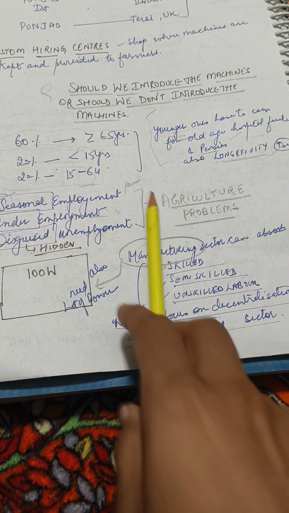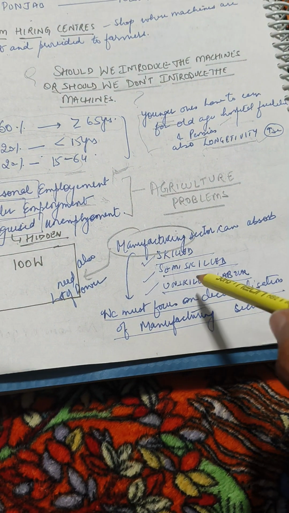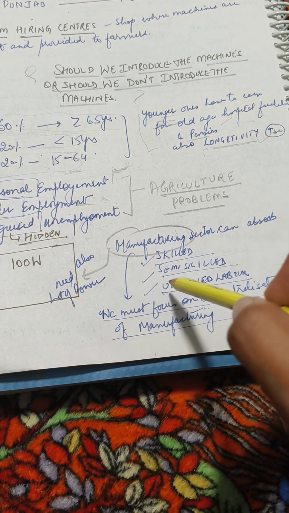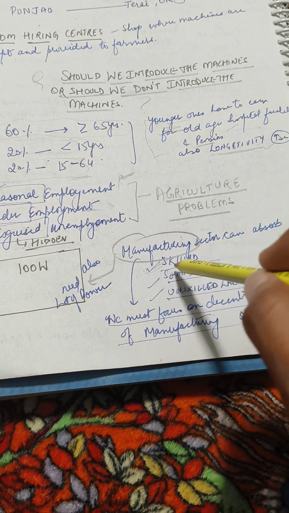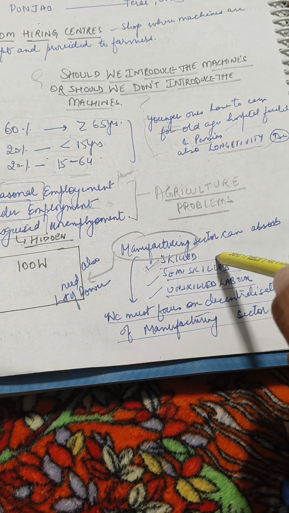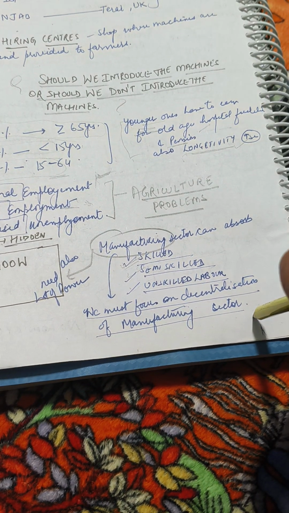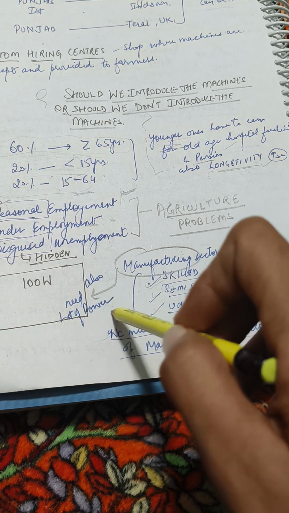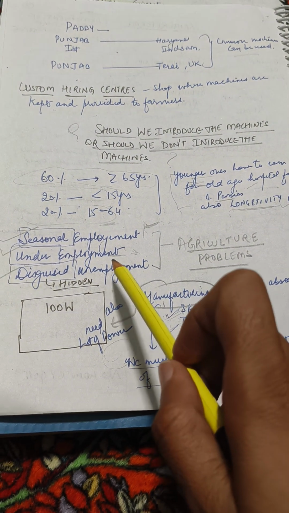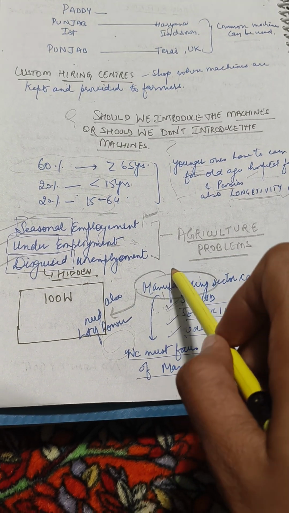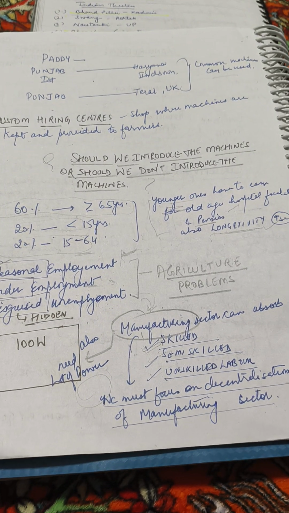Then these are the agriculture problems. Then the manufacturing sector can absorb labor. If we engage people in manufacturing work, it will be good because it can absorb skilled, semi-skilled, and unskilled labor. So we must focus on decentralization of the manufacturing sector, so that our underemployment, disguised employment, and seasonal employment problems could be solved. So this was one topic today, about agriculture.